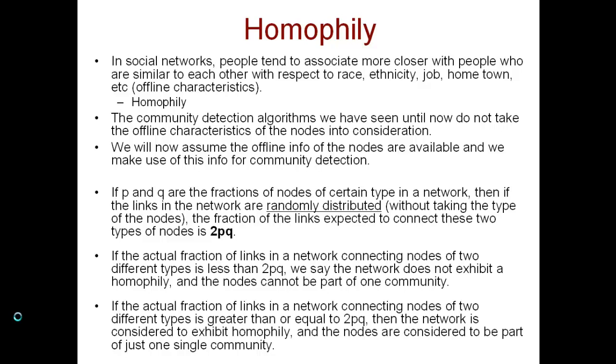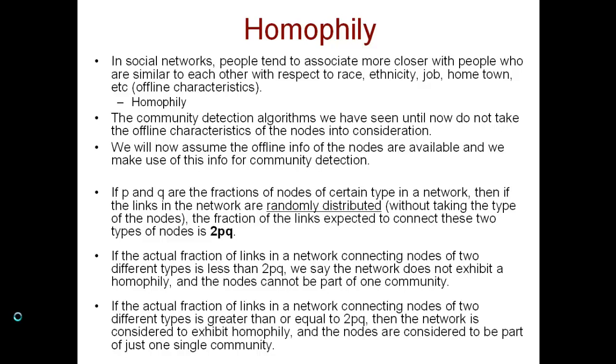So far the community detection algorithms that we saw in this module did not consider such characteristics. They just went based on the edges and did the community detection. So what if you are given offline some information about the nodes like this? Can we use that information and classify the nodes? Again, along with the edges that are between the nodes.